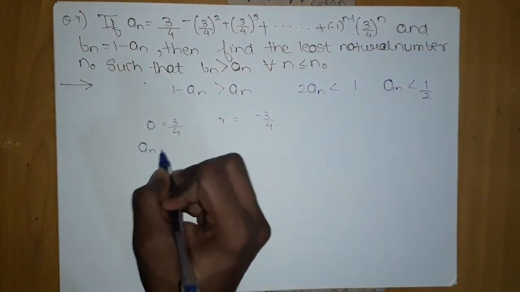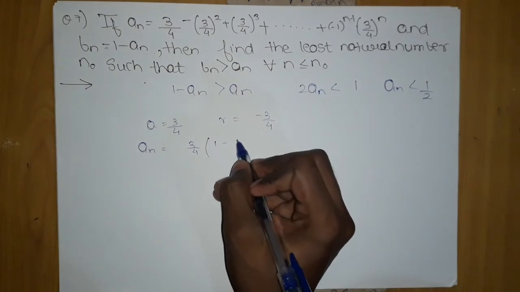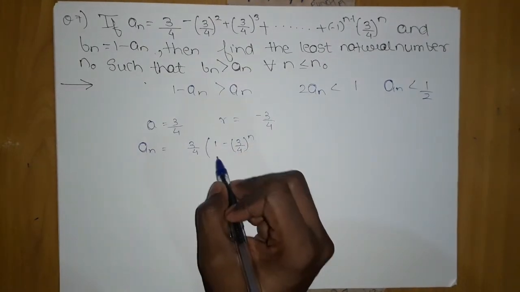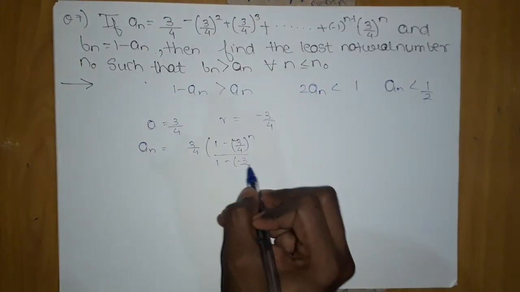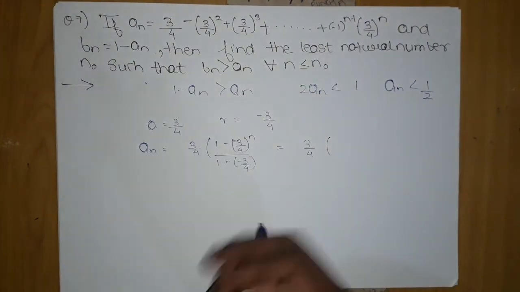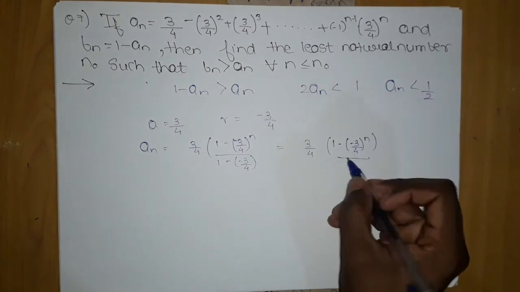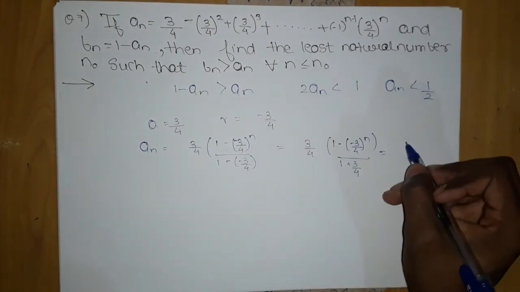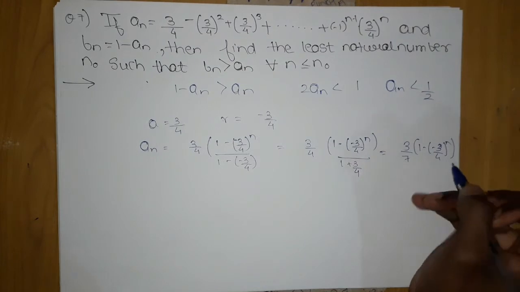An is nothing but 3 by 4 into 1 minus (minus 3 by 4) power n, over 1 minus R, which is 1 plus 3 by 4. We don't know about n, which we want to find, so we cannot open this. This is very understandable. The 4 will cancel out, which will give me 3 by 7 into 1 minus (minus 3 by 4) power n. Don't you agree? We got this thing.